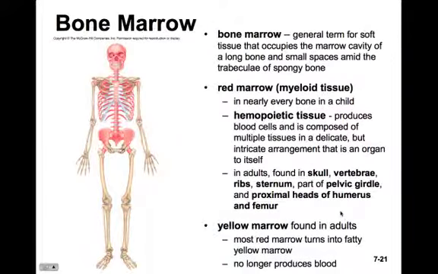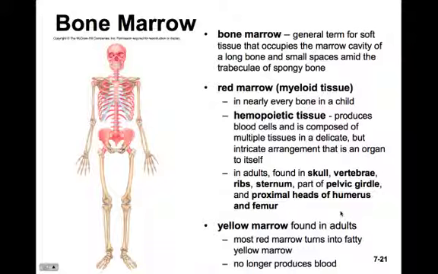Now we'll move on and talk about bone marrow. Bone marrow is a general term for this soft tissue that occupies the marrow cavity of a long bone and the small spaces between the trabeculae of spongy bone. There's two types of marrow. There's red marrow and yellow marrow.